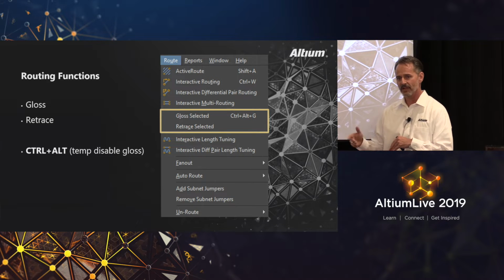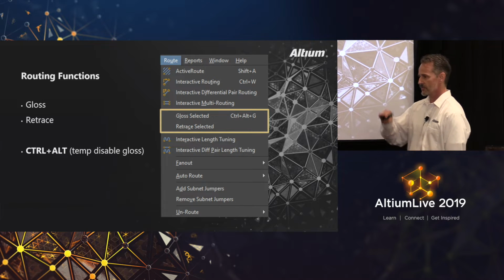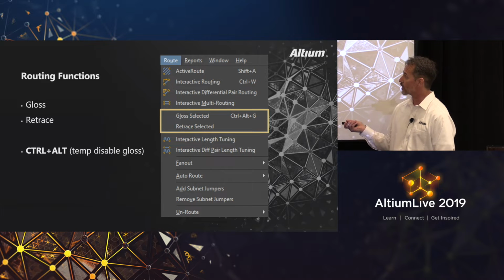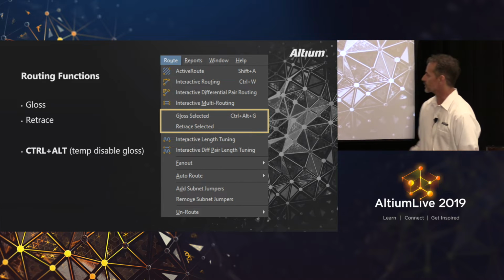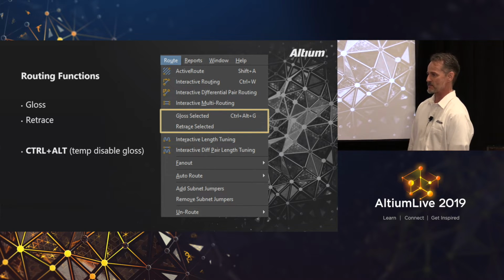So as you're routing, if you have little jogs, or you've added accordions and things, and you move the track, if you have a strong gloss, and I'll show you a little example of that later, it'll smooth the line out a little bit.